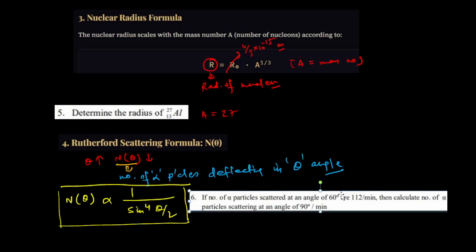This is the problem. Can you read the problem quickly? Yes, sir. Number of alpha particles scattered. So that everyone can hear, this is going to record. Okay. Yeah, read it quickly.